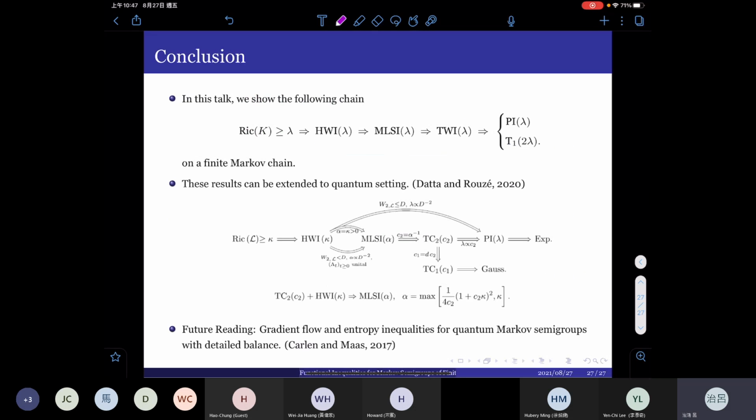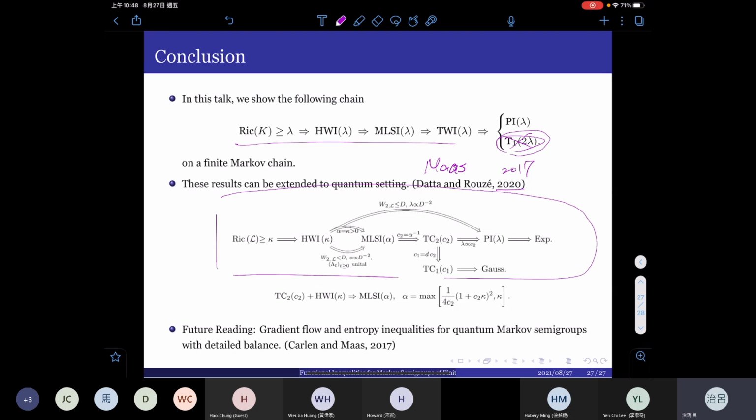And here is our conclusion. In this talk, we show the Barring trend of functional inequalities, but we omit this on finite Markov chains. And we want to express that this result can be extended to the quantum setting. We may see the 2020 or 2017 paper by Mars. And we may see this trend can be multiplied by this Barring.